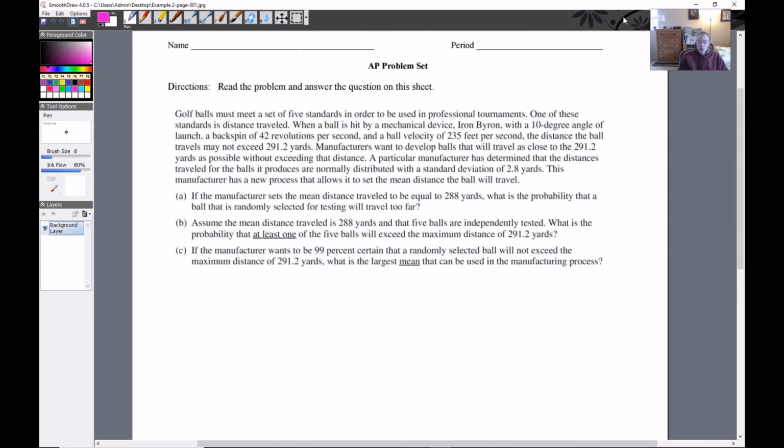And I can't recall which year this showed up on the AP exam, but it is an AP exam question. It reads, golf balls must meet a set of 5 standards in order to be used in professional tournaments. One of these standards is distance traveled. When a ball is hit by a mechanical device, Iron Byron, why do people write these things into the questions? Anyway, with a 10-degree angle of launch, a backspin of 42 revolutions per second, and a ball velocity of 235 feet per second, the distance the ball travels may not exceed 291.2 yards.